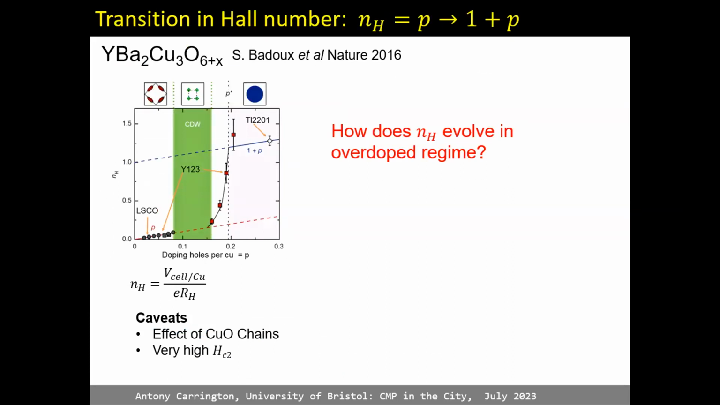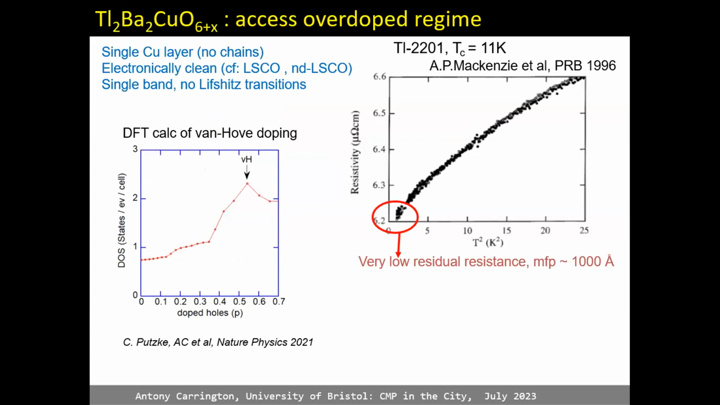Okay, so what we're going to look at now is how this evolves in this region here. Our weapon of choice here is overdoped thallium-2201. As I said earlier, this is a single layer, it doesn't have any chains, it's electronically clean, and unlike LSCO, for example, there are no Lifshitz transitions. If you do a DFT calculation, and I'll explain in a minute why you can believe that, you'll find that the Van Hove point, where the Fermi surface becomes electron-like, is where it's very heavily doped. Experimentally, you can't get over here; the furthest you can get is just about 0.3.